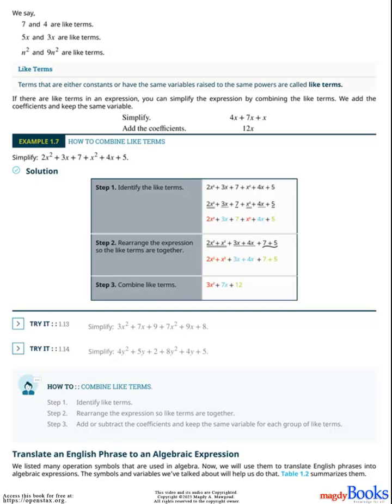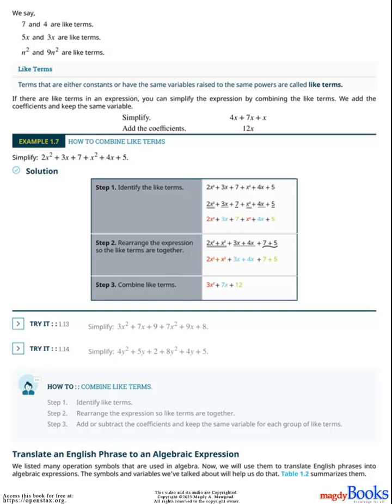Try it 1.13. Simplify. 3x squared plus 7x plus 9 plus 7x squared plus 9x plus 8. Try it 1.14. Simplify. 4y squared plus 5y plus 2 plus 8y squared plus 4y plus 5.